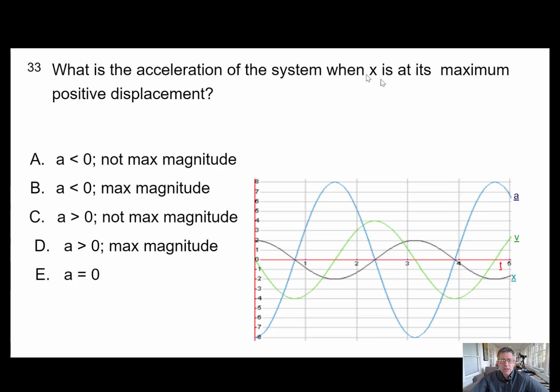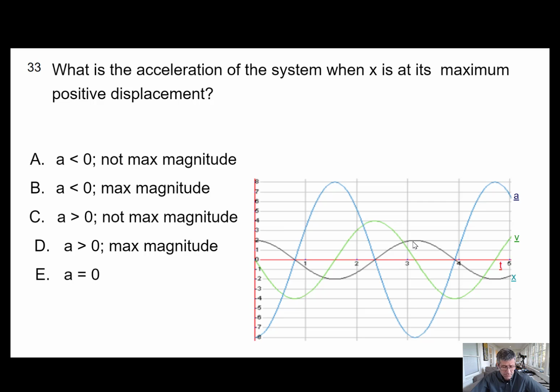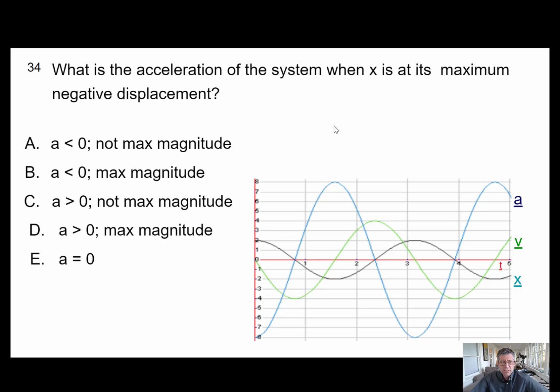What's the acceleration of the system at maximum positive displacement? So now I'm going to go to one of these maximums. When it says maximum positive displacement, let's go over here. At 3 1/4 seconds, I have maximum displacement, and acceleration is all the way down at -8. So maximum positive displacement for my mass is going to be maximum negative acceleration. So D is the best answer.